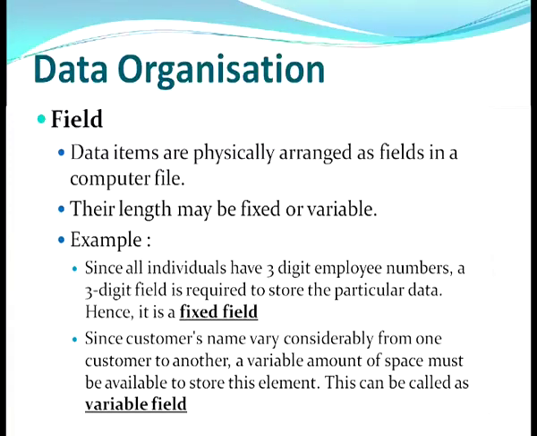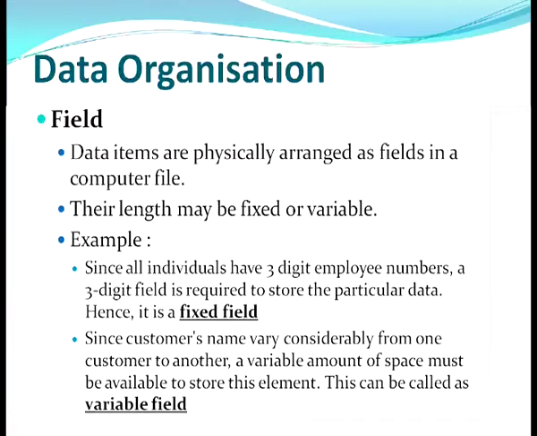Next unit of data organization is the field. The data items that we have just discussed are physically arranged as fields in a computer file. Their length may be fixed or variable. Say for example, employee number. I fix it as a 3-character field, say E01, E02. So, it is a fixed field. The number of characters in this field are fixed. So, we call it a fixed field.